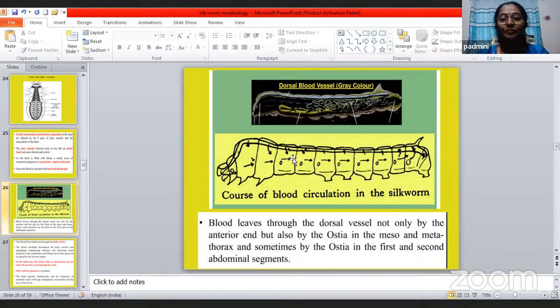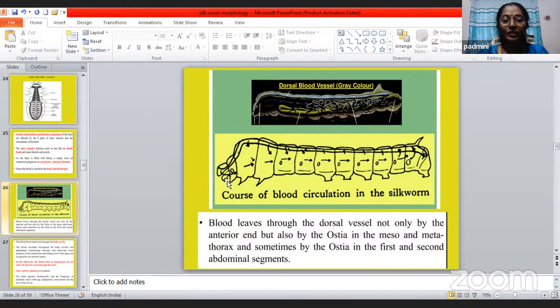So here you can see very clearly, you have the aorta on the anterior region, the head region, and then you have the heart. Can you see the small bulbous hearts over there? These are the hearts in each segment, those bulbous ones, and they have those ostia. Also you can see over here the posterior part is completely closed, and the anterior part is open.